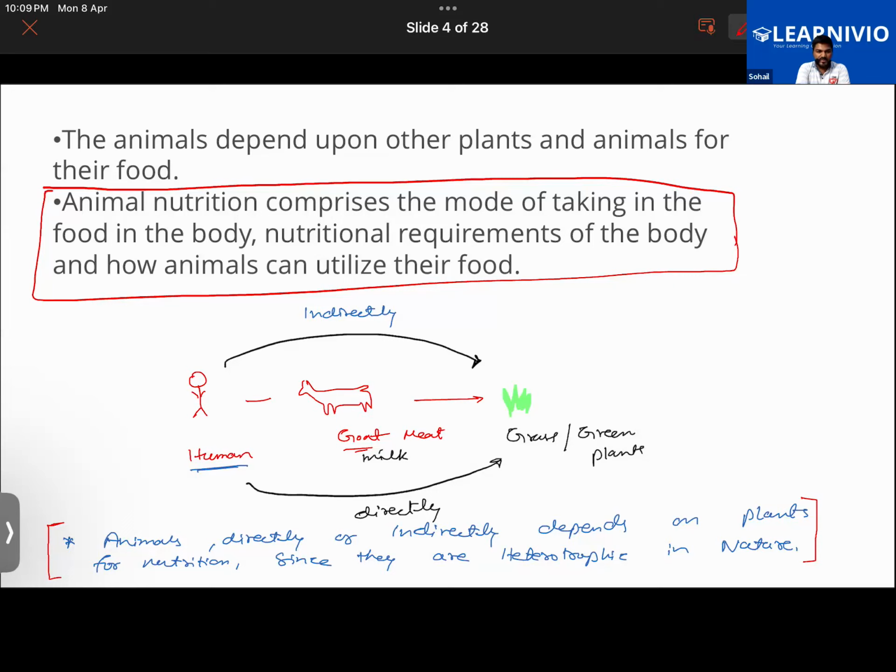Okay, note down these two paragraphs quickly, guys. If you are done, do let me know.